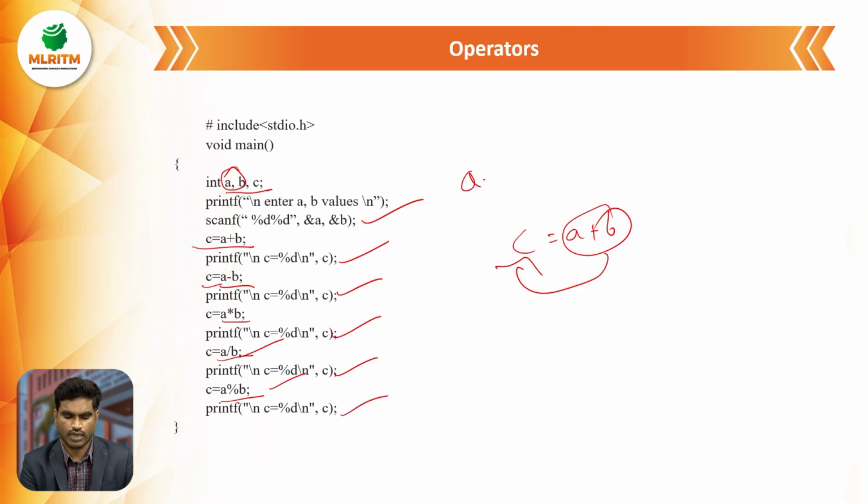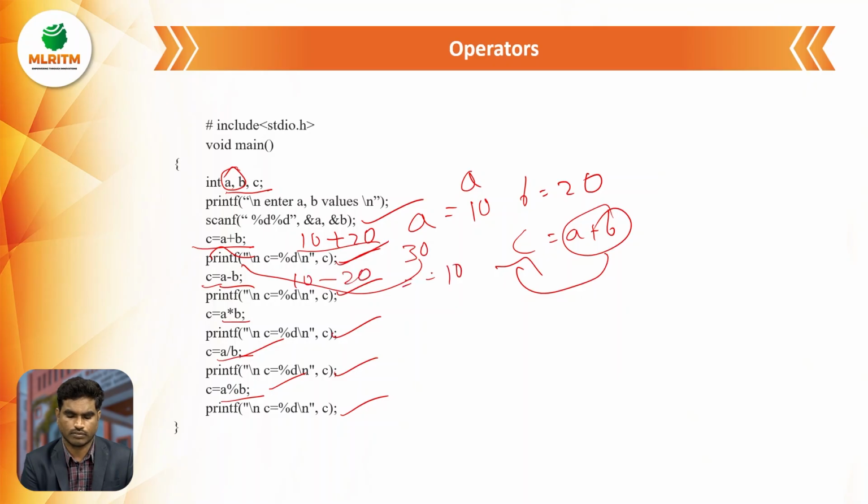For example, here we are reading the A value as 10 and the B value as 20. Here, 10 plus 20 is 30. That 30 value is stored in C, and C is displayed. Next, 10 minus 20. What is the result? Minus 10. That value is stored in C, then displayed. Next, 10 into 20 gives 200. That value is stored in C, then we display the C value.